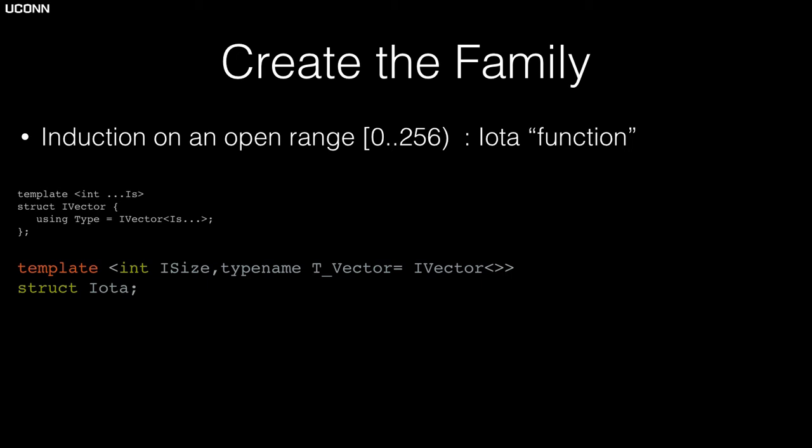So I'm going to call it with something like iota 255 or iota 256. Now there is a second type here that takes a default value, and the default value is an I vector with an empty parameter pack. It's an I vector that has no value in the list. So the second type passed to the iota type is a type that represents the empty sequence. First argument is an integer, second is a type which contains the empty sequence of integers.